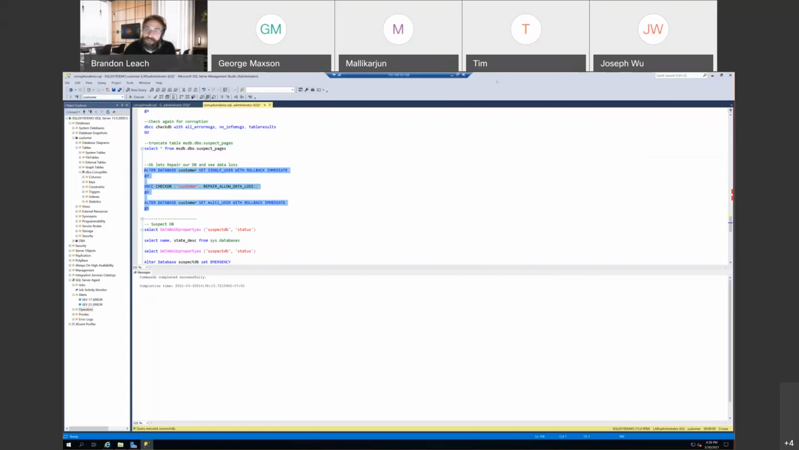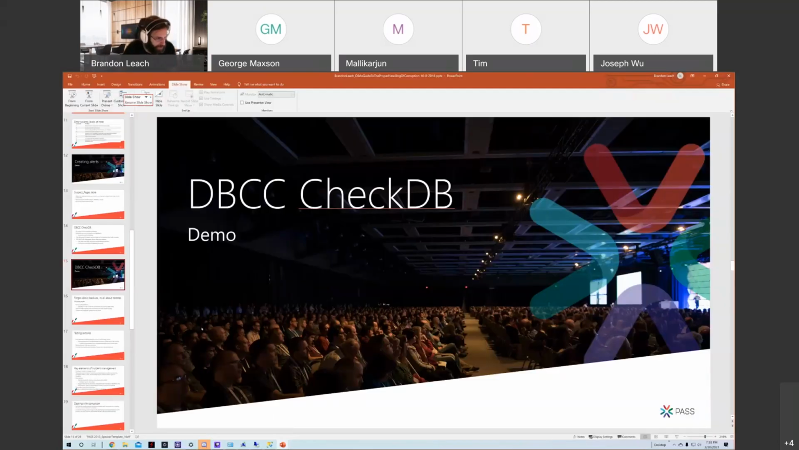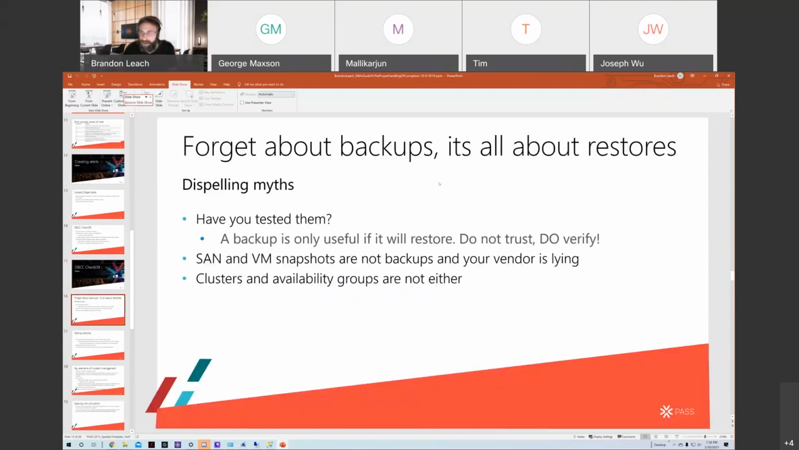So let's go back and talk about backups. Well, not backups, but the restores. So how many people here test your restores? Feel free to unmute yourself and speak up. Anyone?